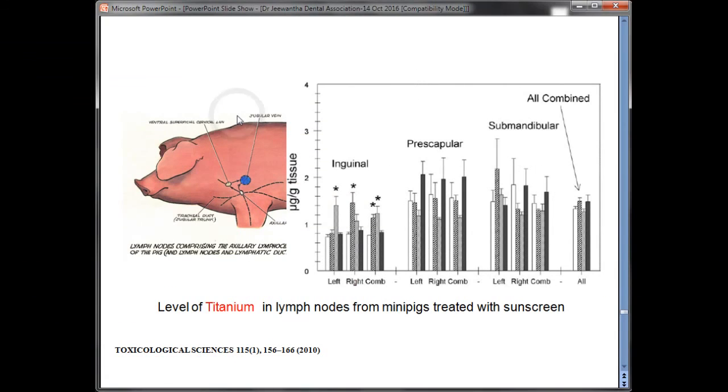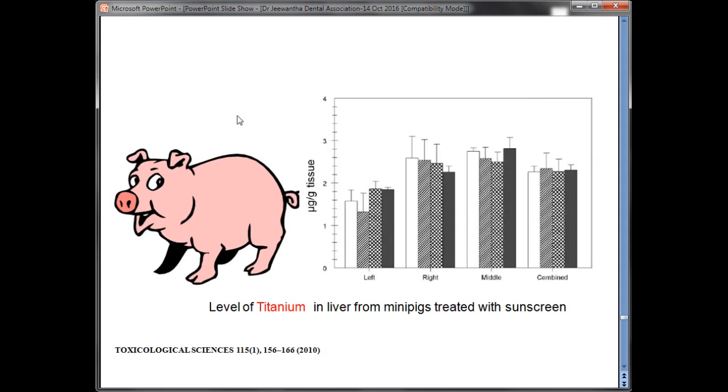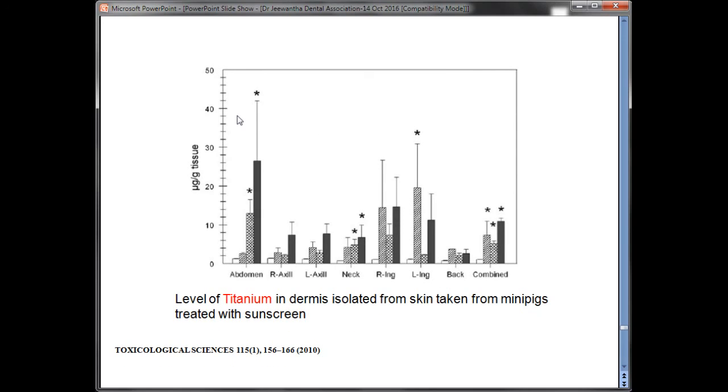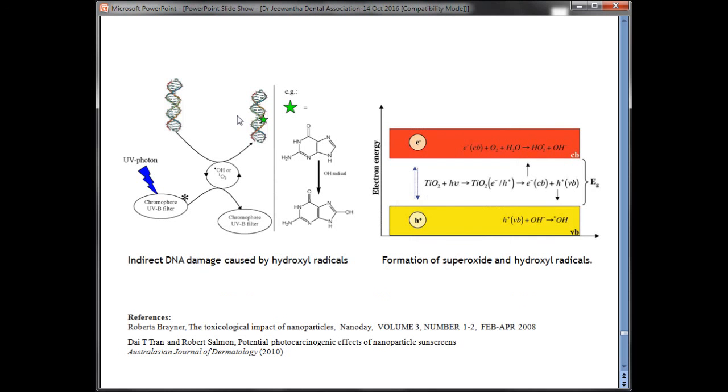The level of titanium in the liver from mini pigs treated with sunscreen cream increased. They reported and published this in toxicological analysis. The level of titanium in the epidermis isolated from the skin of the mini pigs treated with sunscreen was again detected, more than they expected. That is the issue. The level of titanium in the dermis was again increased. But they concluded that indirect damage caused by hydroxyl radicals from sunburn and the formation of superoxide is a check and balance now.